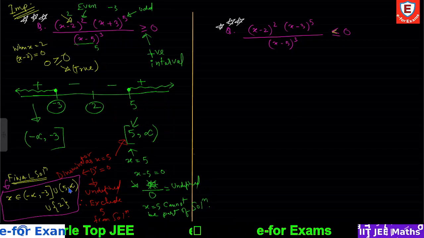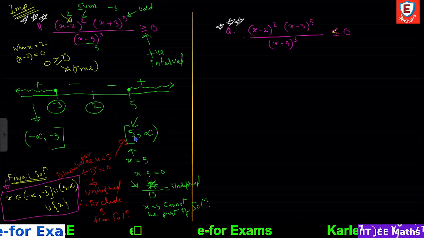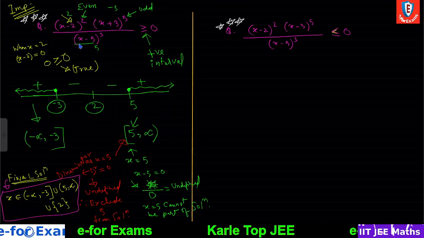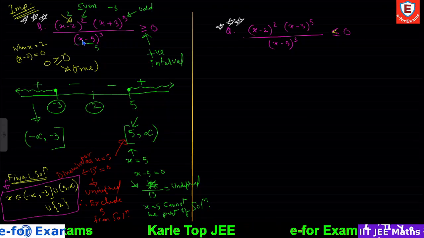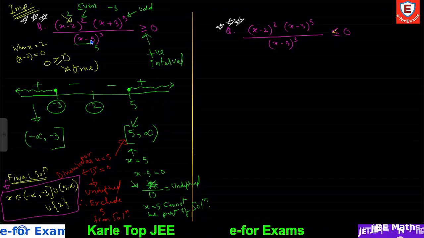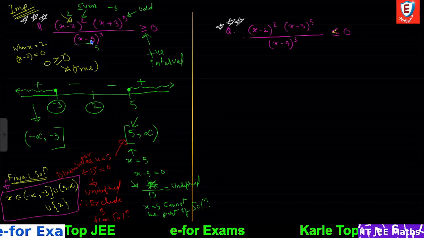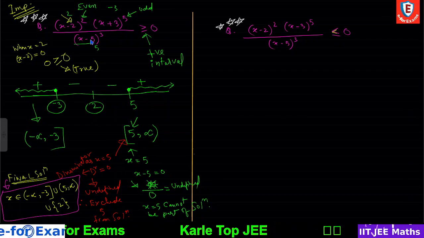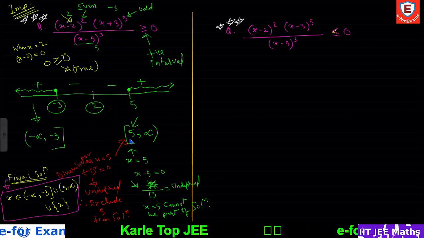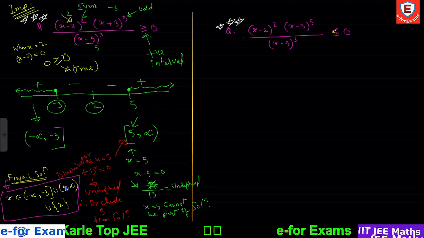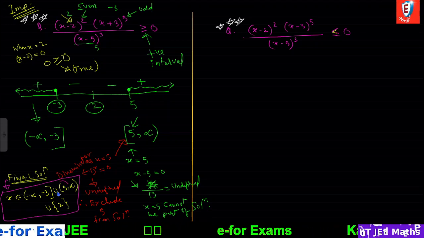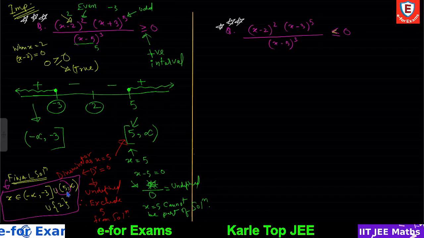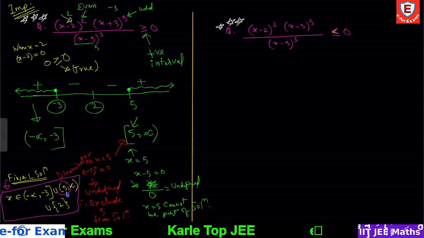Let me explain this again. Here, why am I excluding 5? I am excluding 5 because if x is equal to 5, the denominator becomes 0. Something divided by 0 is not defined in mathematics, it's undefined, so x cannot be 5. That is why I'm not using the closed bracket, I'm using an open bracket, excluding 5.